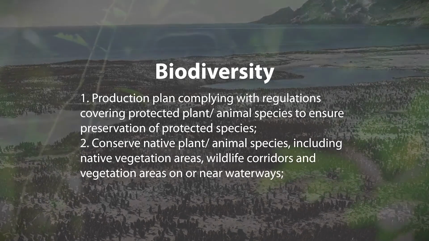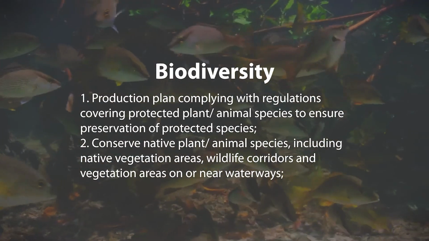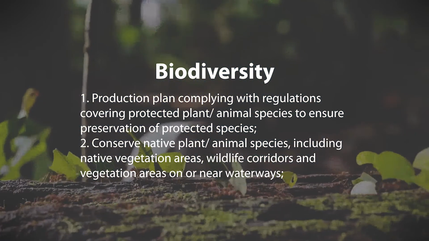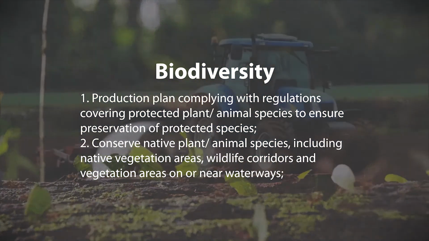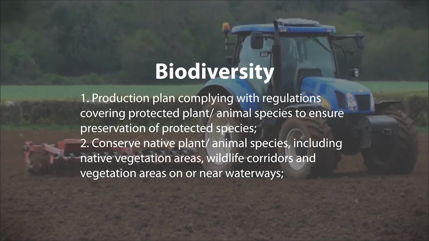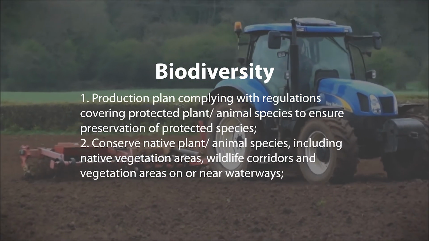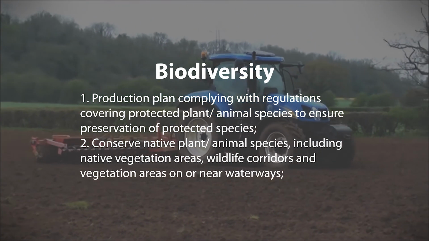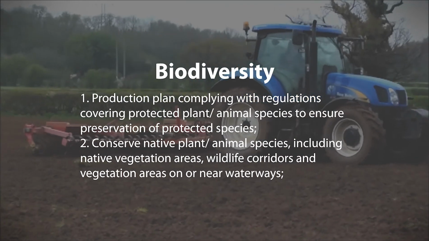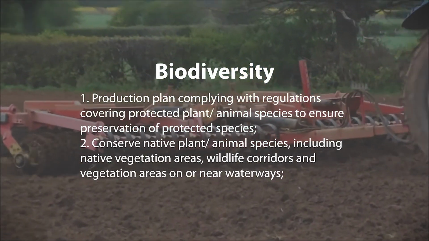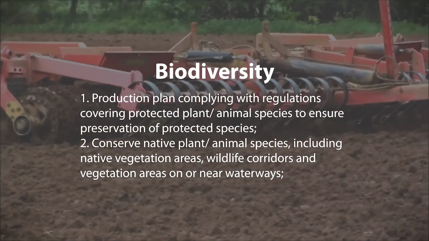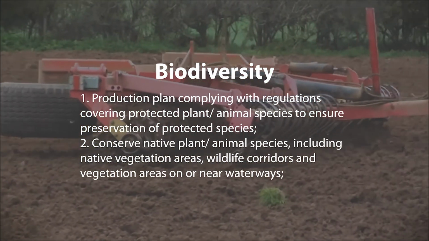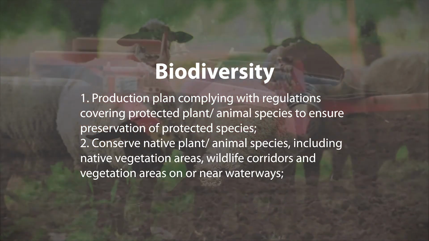Biodiversity. Biodiversity is the measure of variation of plants and animals that exist in an ecosystem. Often, farm activities such as land preparation and the use of harmful chemicals can lead to the loss of biodiversity. It is important that when preparing your farm layout and production plan, you comply with regulations concerning plant or animal species to ensure conservation of protected species.